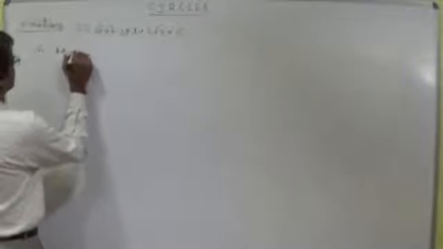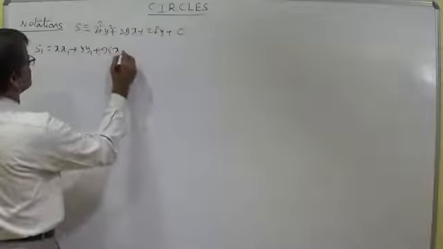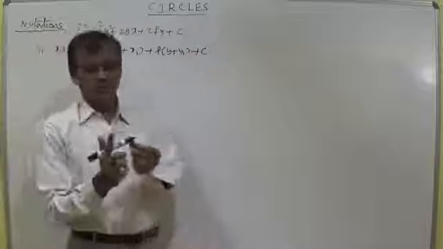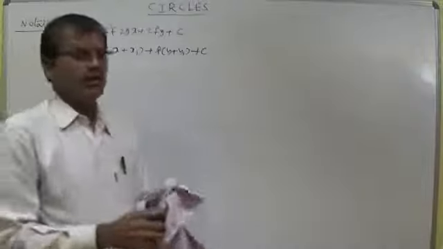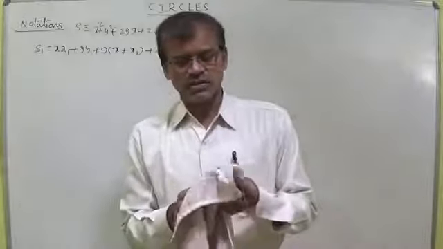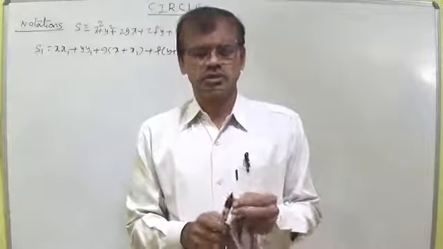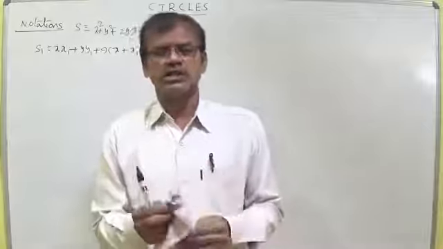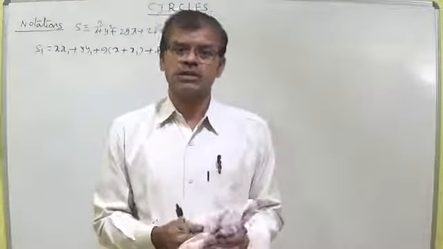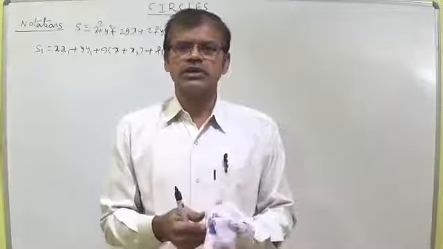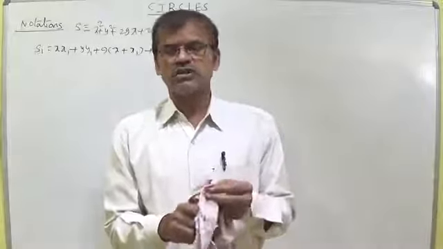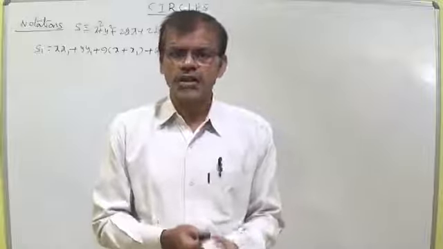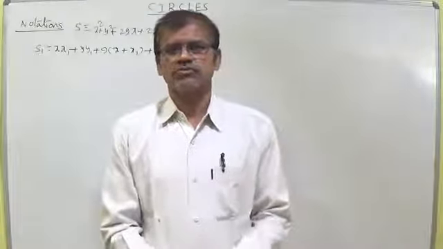Next, S1. S1 means xx1 plus yy1 plus g into x plus x1 plus f into y plus y1 plus c. In the objective, in first year, we discussed that for the second degree general equation ax square plus 2hxy plus by square plus 2gx plus 2fy plus c, we wrote axx1 plus h into xy1 plus yx1 plus byy1 plus g into x plus x1 plus f into y plus y1 plus c. Here there is no h, so no need to write h into xy1 plus yx1. That is why the notation of S1 is xx1 plus yy1 plus g into x plus x1 plus f into y plus y1 plus c.